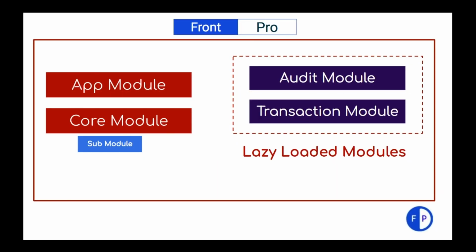In our example, we have four modules: app module, core module, which is part of app module or a submodule, audit module and transaction module. These are lazy loaded modules.